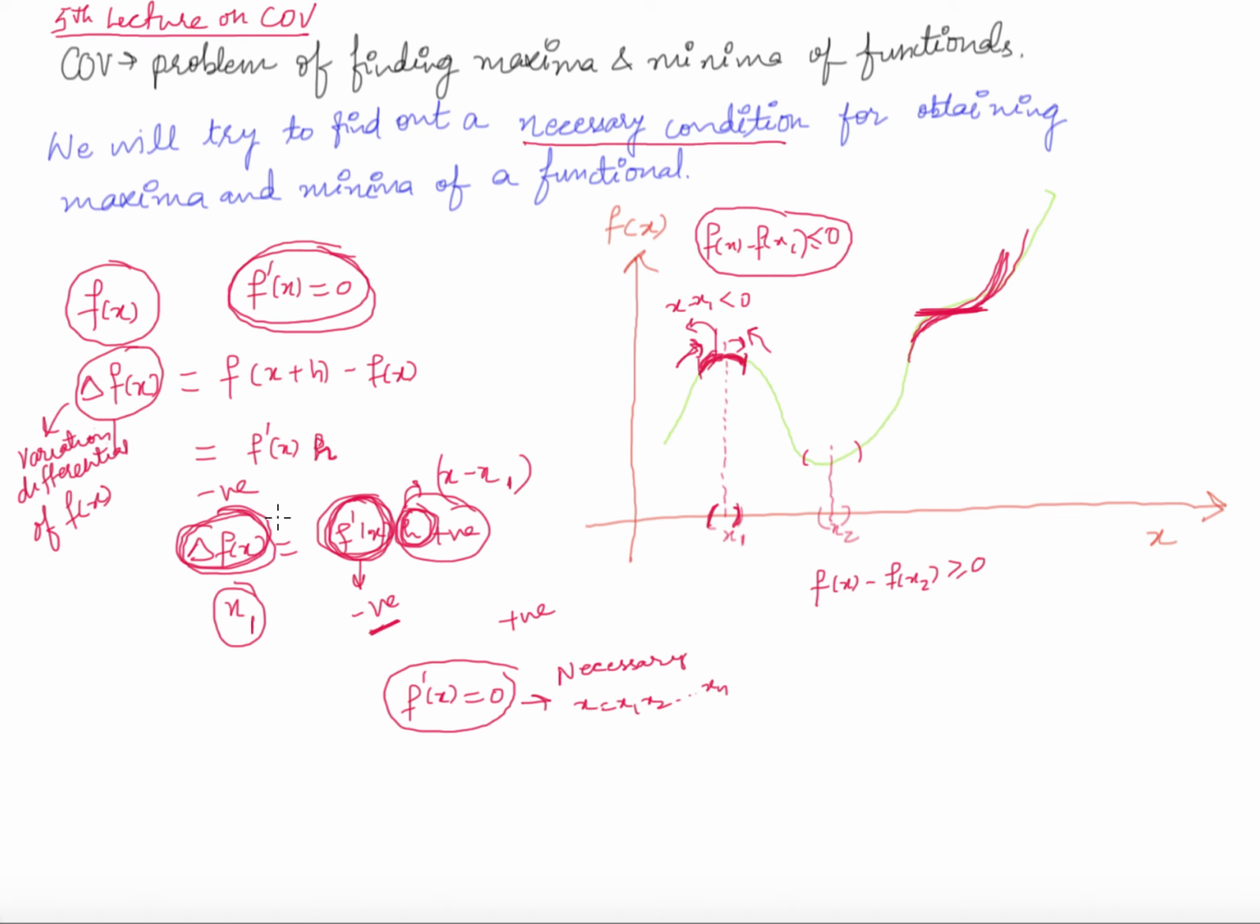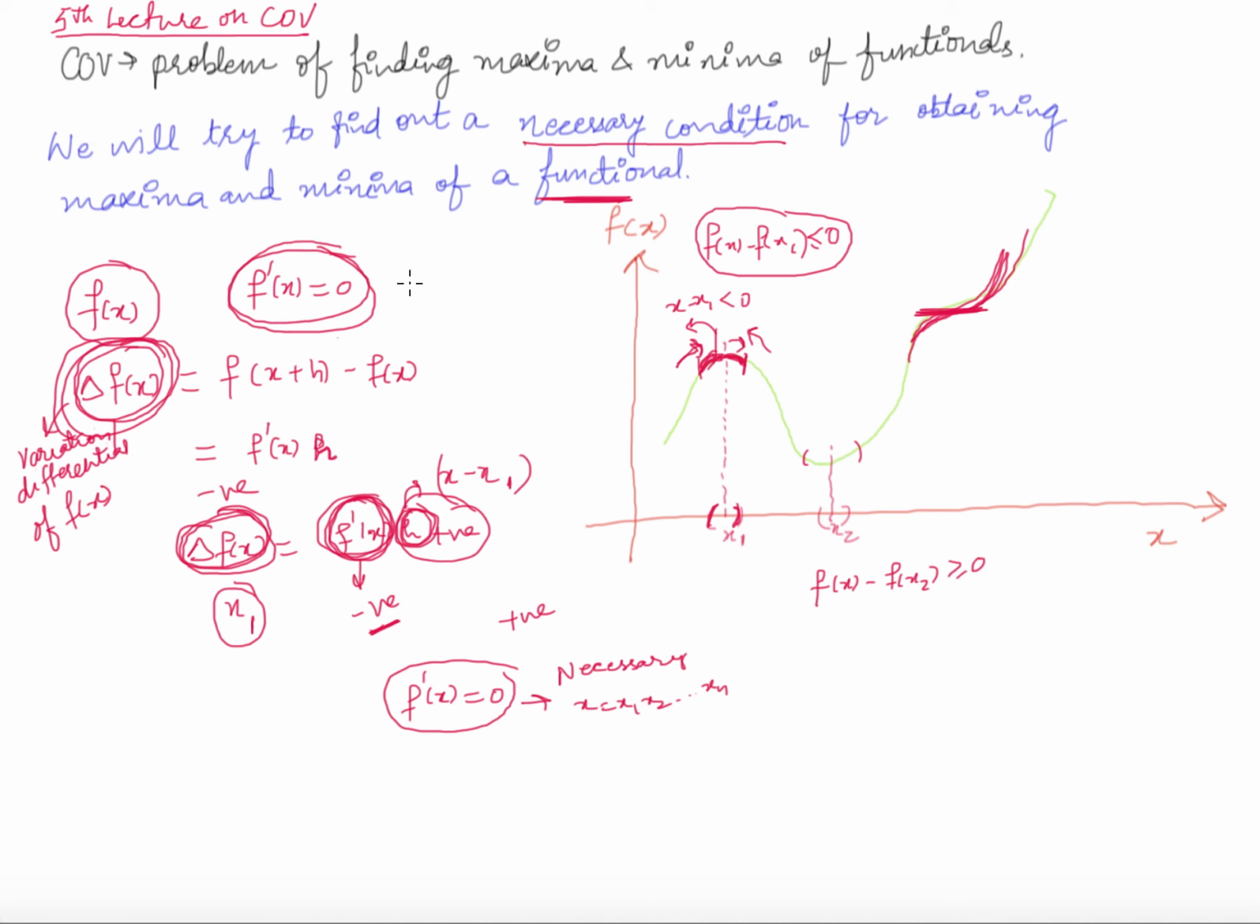So can you see what you are trying to do is, you were looking at this variation and then you obtained a condition on the derivative. So basically you will look at the variation to find out a necessary condition for your function to have a maxima or minima at a certain point. So similarly we'll try to find out what this variation is in case of functionals.